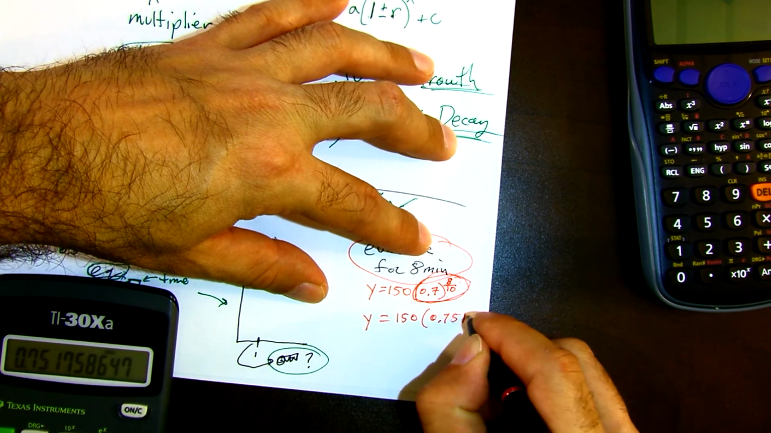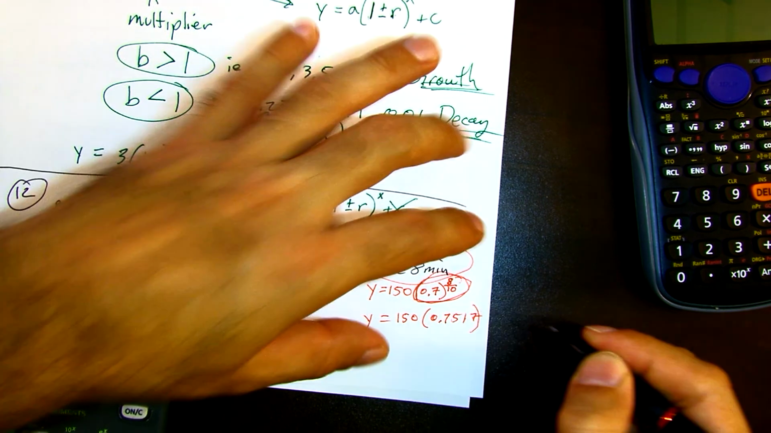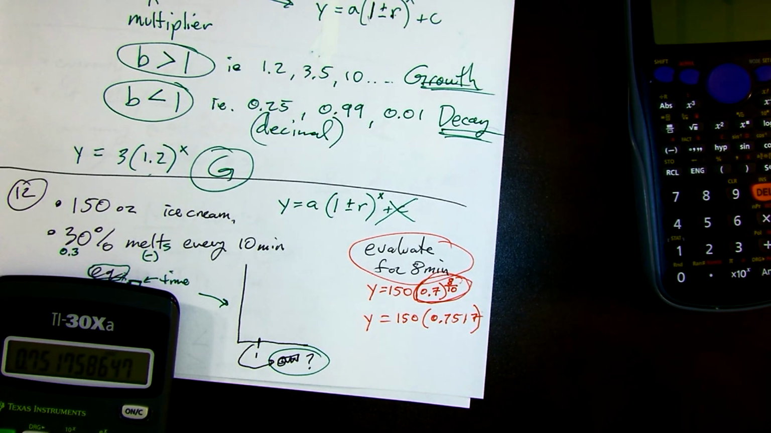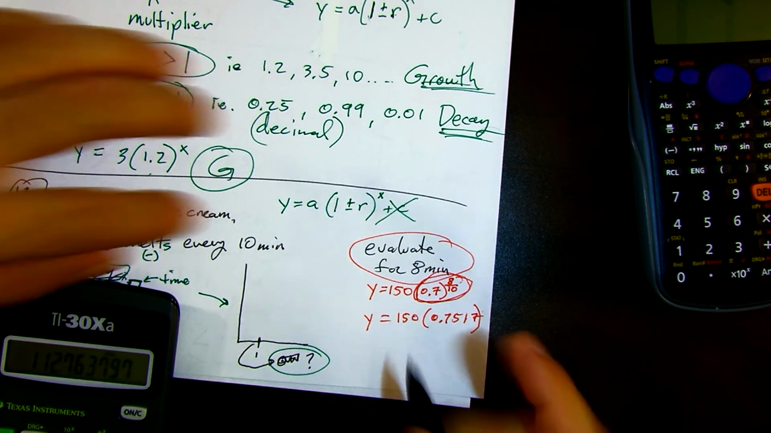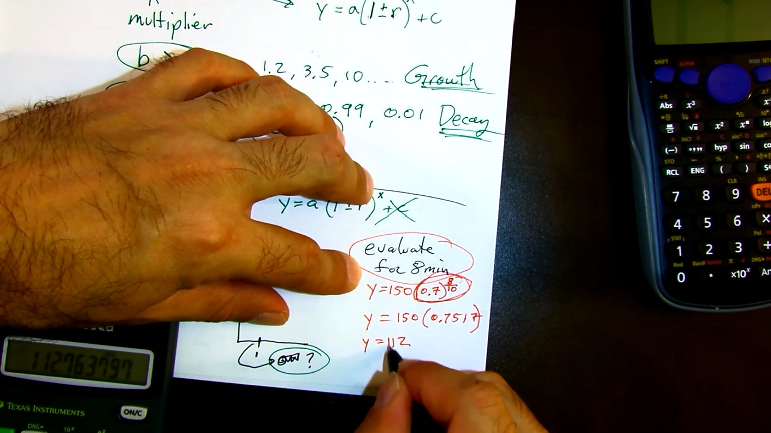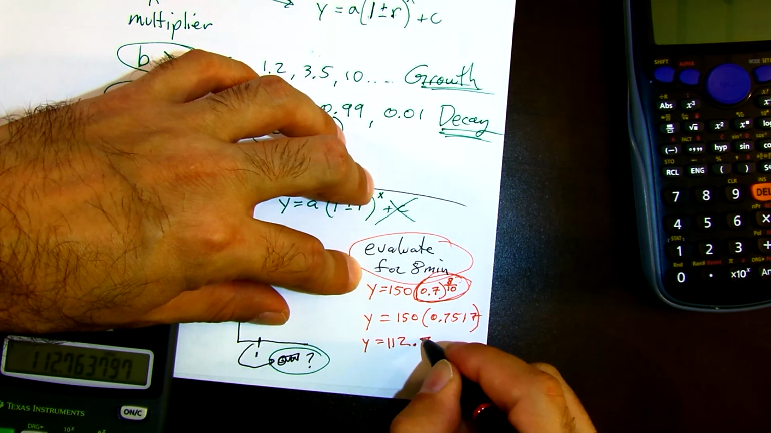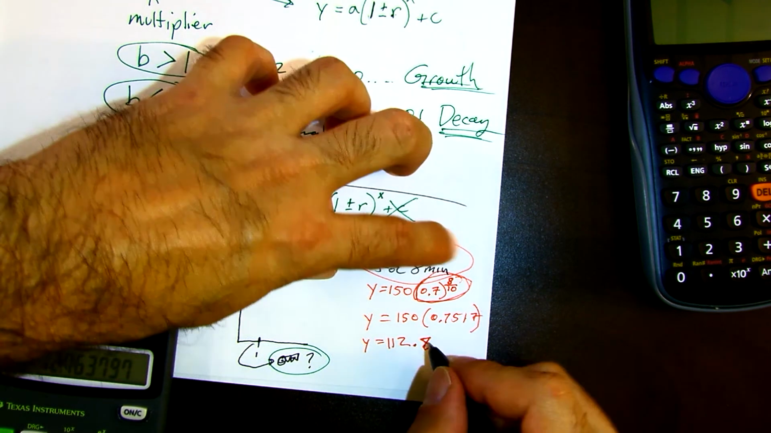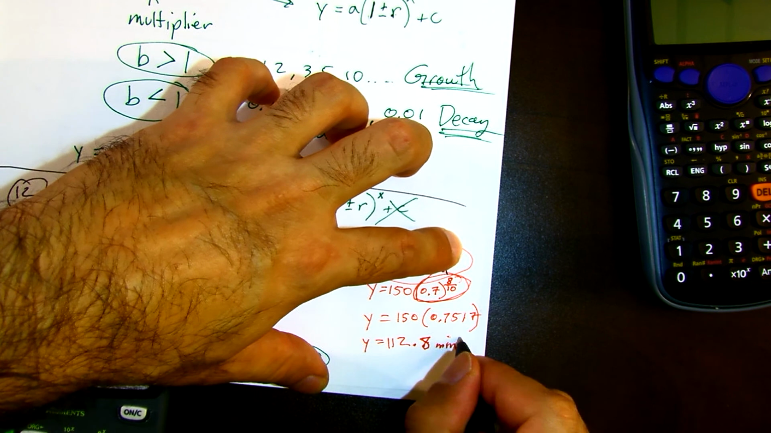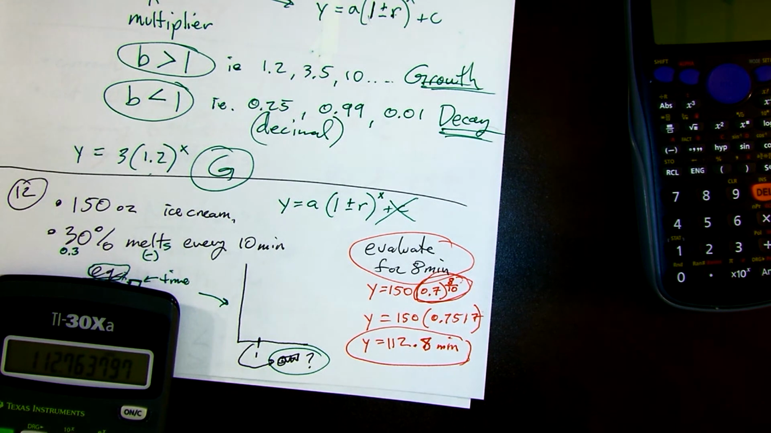So let's see, we have to do the exponents first. 0.7 raised to the, I'll throw in parentheses to make it super clean, 10. That gives me 50 times 0.7517. And then you just have to multiply that by 150, and you get 112.76, so we'll say 0.8. And then minutes.